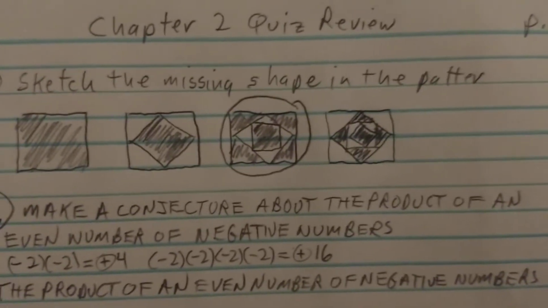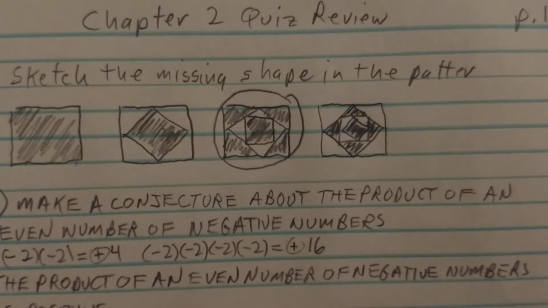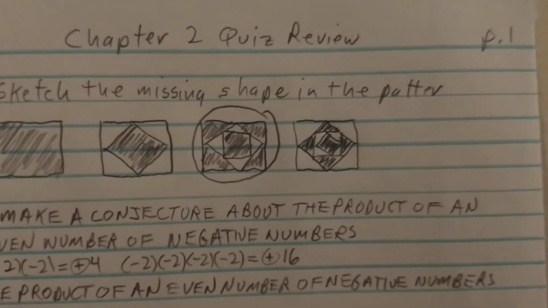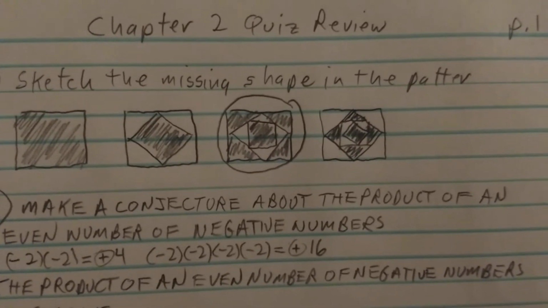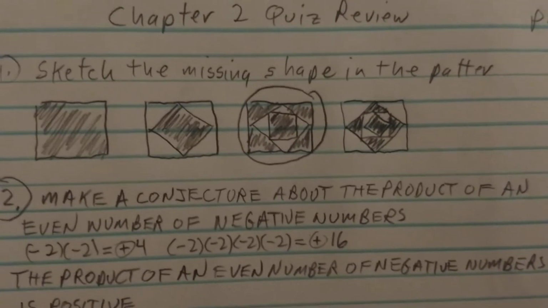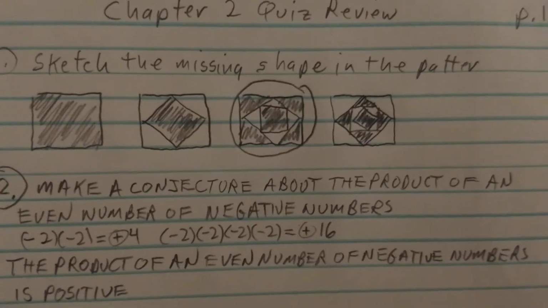And so since the first one was totally shaded and the second one was inside a square, this one will be totally shaded on the outside, the four corners, and then the square on the inside would be the missing shape.